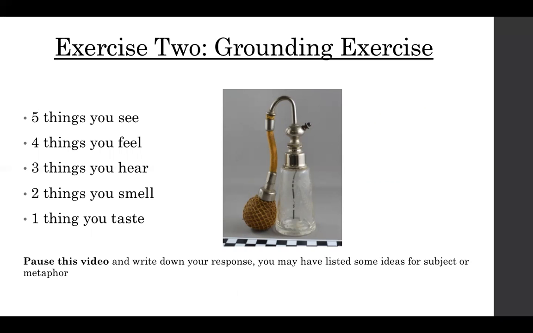The things that you can touch could be the floor beneath your feet, your hair, things like that. Something that you can hear could be a bird outside, the washing machine on, your stomach growling, maybe you're hungry. Two things you can smell, that could be the coffee in front of you or your perfume. One thing that you taste could be the last thing that you ate, or maybe you have clean, fresh, minty breath. Pause this video and write down your response.